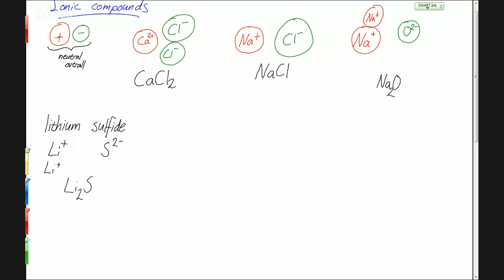Okay, let's try a tougher one. Aluminum chloride. If you don't have a periodic table with the names handy, aluminum is Al and chloride is Cl. So see if you can do this one on your own. Figure out the charges and then figure out how you would put this together to make a formula.